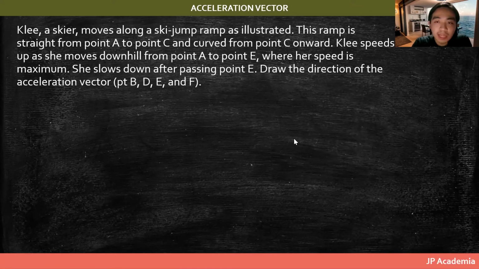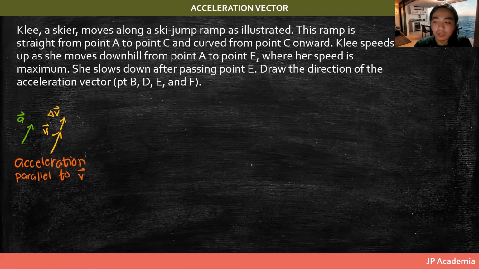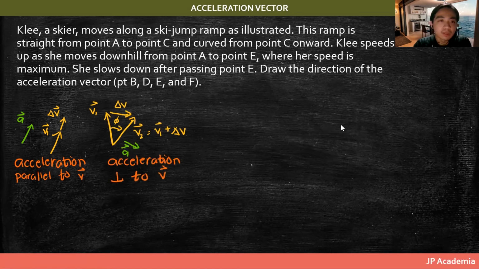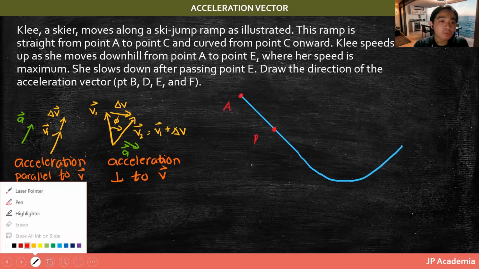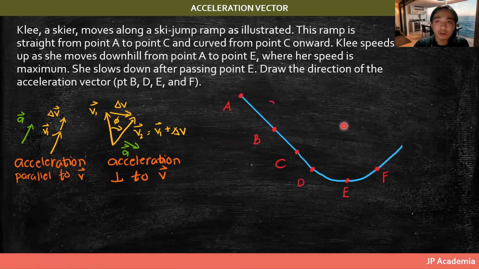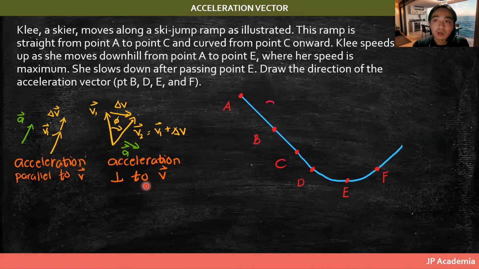Pero bago natin basahin yung problem na to, discuss ko muna yung pinagkaiba ng components ng isang acceleration vector. Okay? So yung acceleration vector mo, meron niyang parallel component with respect to your v. Meron din niyang perpendicular component with respect to your v or your velocity vector. Yung velocity vector mo naman, ano yan eh, tangent to the path yan eh.